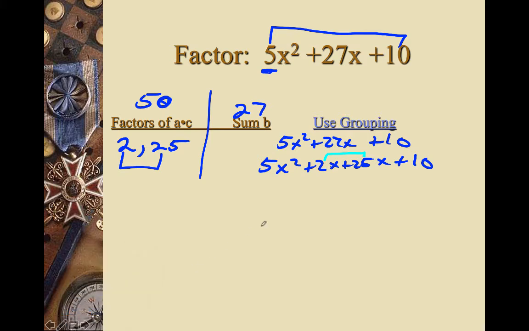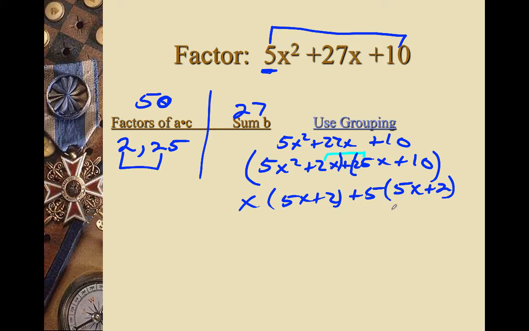And now as we continue on, now I will group and I will group. And this is where out of the first one I can take an x out and I have 5x plus 2. Out of the second one I take out a 5 and I have, wait for it, 5x plus 2. Is that magic? Nope. Better than magic. It's math. And now out of both of those comes 5x plus 2. And if I take that out, I'm left with an x. And if I take that out, I'm left with a 5.